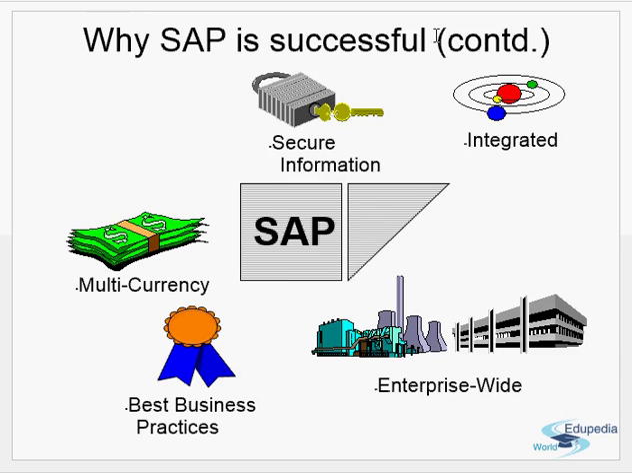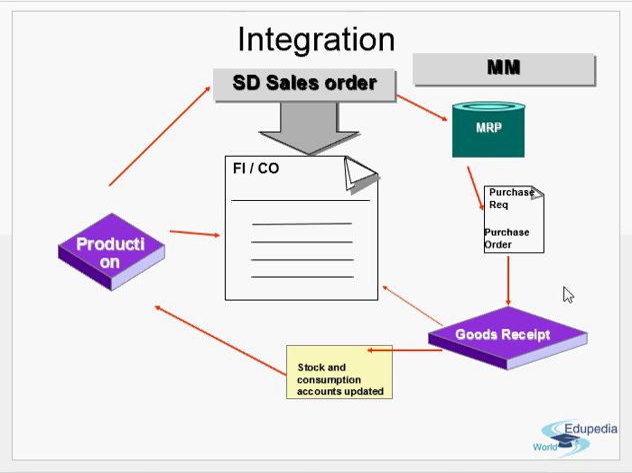Why is SAP successful? As we have discussed, whatever business processing of data happens is very secure, it's integrated worldwide, and it follows some best business practices. It also supports multi-currency. So these are some of the highlights which have made SAP emerge as a successful ERP software. Integration is very important.